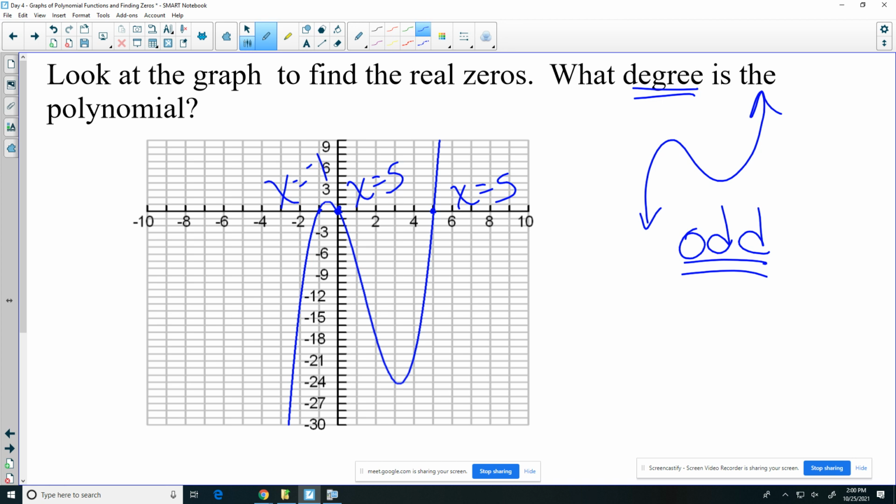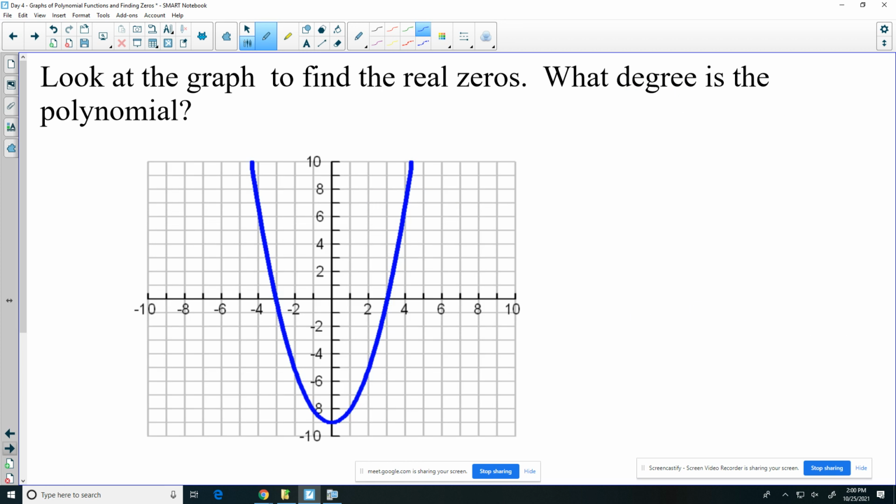I have 3 roots. What do you think the degree is probably for this polynomial? 3. Yeah, it's going to be a 3rd degree. Make sure that your answer makes sense. Could you say to me, well, Mrs. Sheldon, that could be a 5th degree? Yes, it could be. You're right. But it could be a 3rd degree. Okay? God bless. Let's try another one.